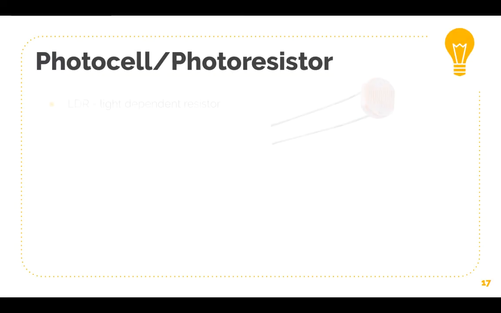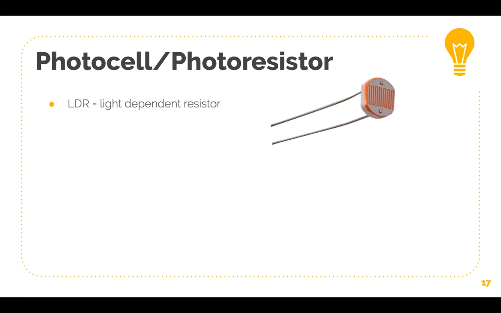Photocell or a photoresistor. Photocells or photoresistors typically are called LDRs, so I might use that in place of the name photocell or photoresistor. An LDR is just a light-dependent resistor. It's more self-explanatory than a photocell or photoresistor, so we can call them LDRs.